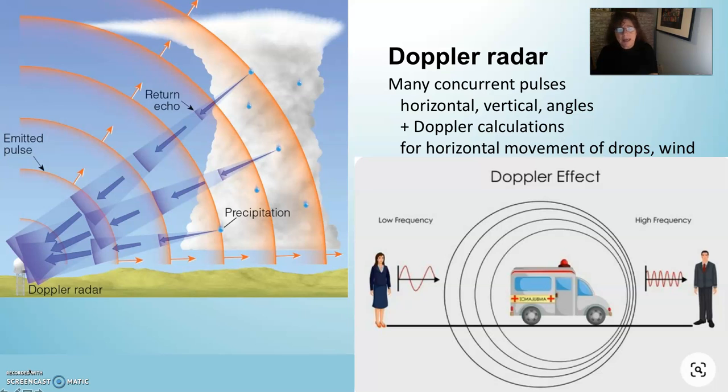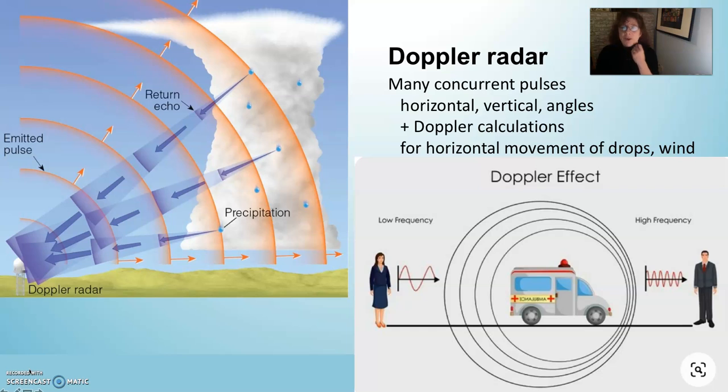So Doppler sends out many pulses, many angles, and two polarizations. It's called dual polarization for that. In terms of that, you can also look for the Doppler effect. And the Doppler effect is what you notice when a siren is coming at you.